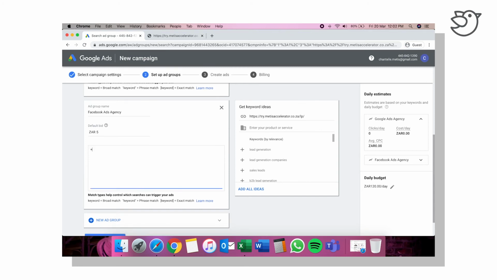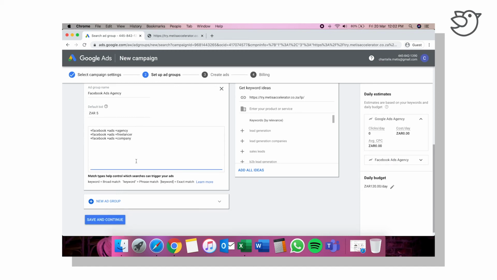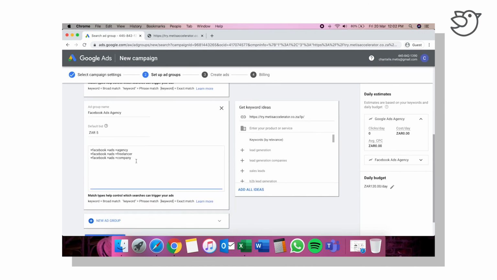And now I'm going to take the same approach of using that modified broad, very much the same approach of what I did earlier with the Google Ads. I'll type in things like Facebook ads agency, Facebook ads freelancer, or Facebook ads company. So anything where I feel somebody's going to want to actually outsource their Facebook ads. So now I'm happy with that.